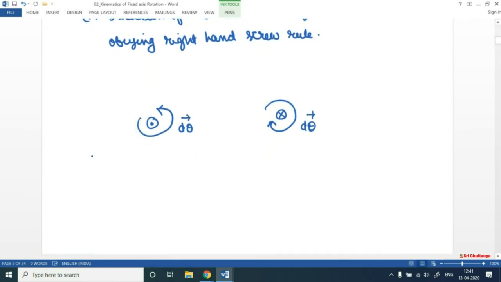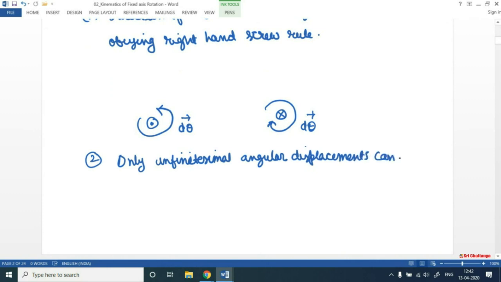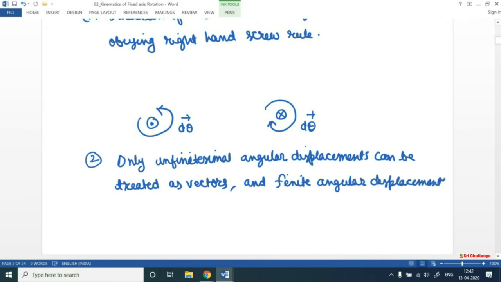And the second thing to notice over here is that only infinitesimal angular displacements can be treated as vectors, and finite angular displacements are not treated as vectors. So let me justify this result with you first of all.